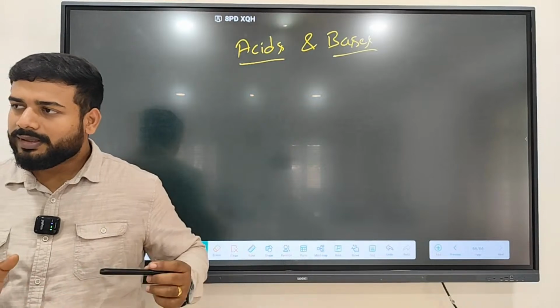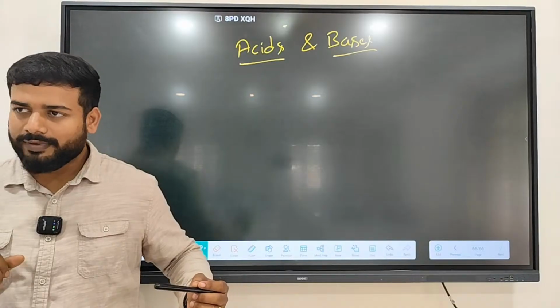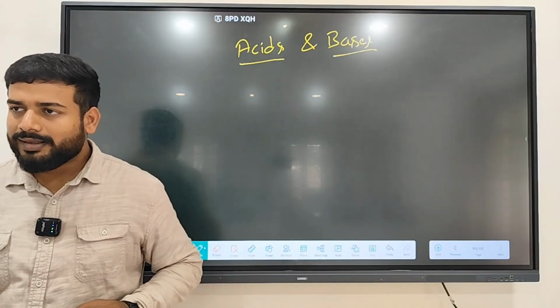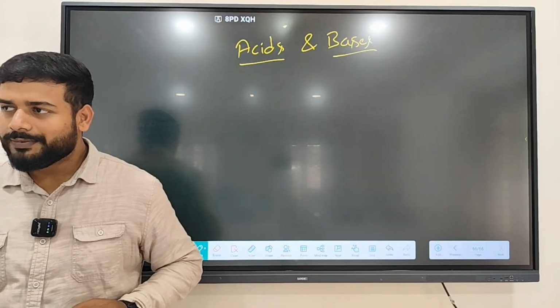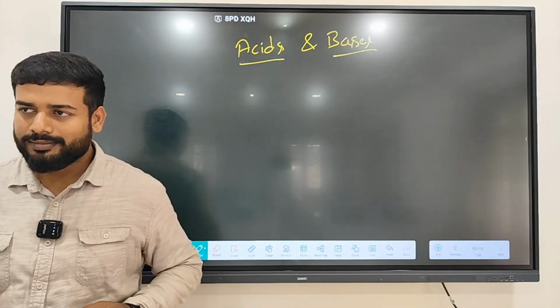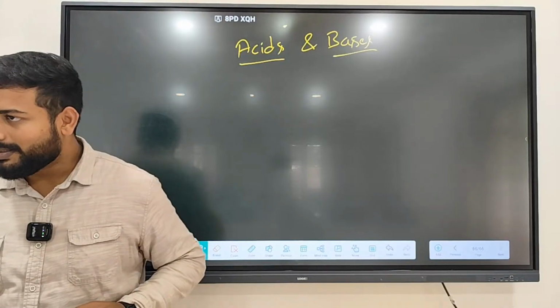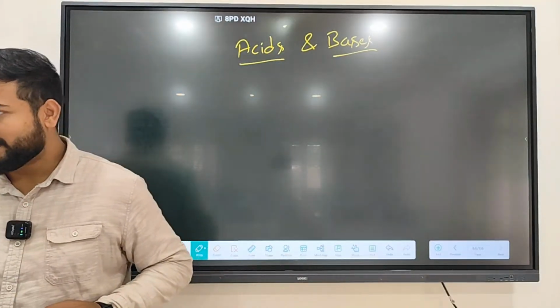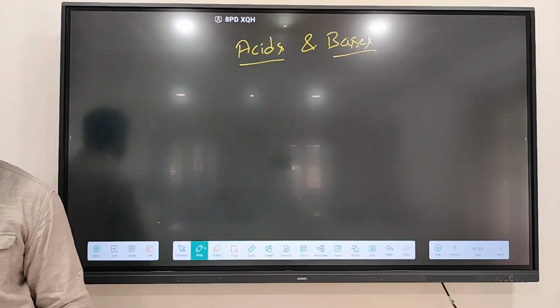Which acid is present in the battery? Sulfuric acid. Lead acid battery, sulfuric acid. Which acid is present in tamarind, grapes, unripe mango? Tartaric acid. Which acid is present in vinegar? Acetic acid. Okay. We'll discuss the basic concepts today. Tomorrow we'll discuss the examples, etc. in detail.